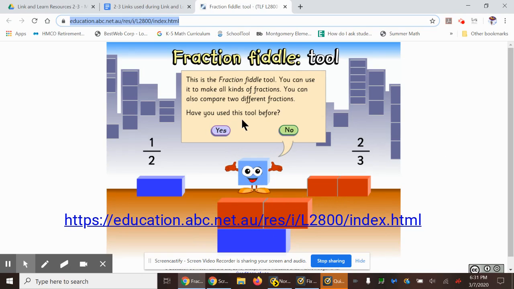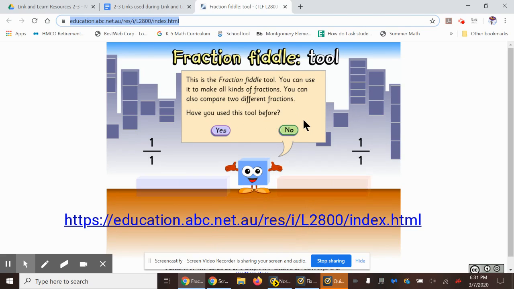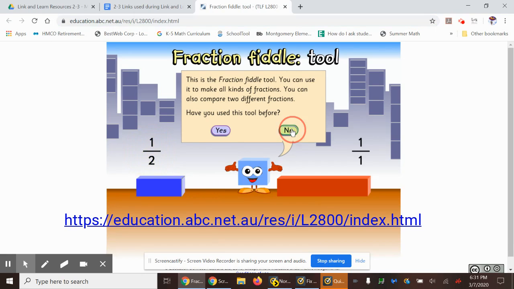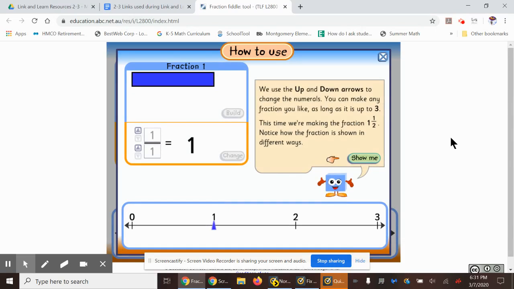It starts off with asking if you've used this tool before, and I'll put no so that you can see what's offered for those going in for the first time. It goes in and gives you specific directions on how to use the tools, what buttons to use, and how to use them. But as I'm going to show you how to do a lot of this, I'm going to come out of it and get started.